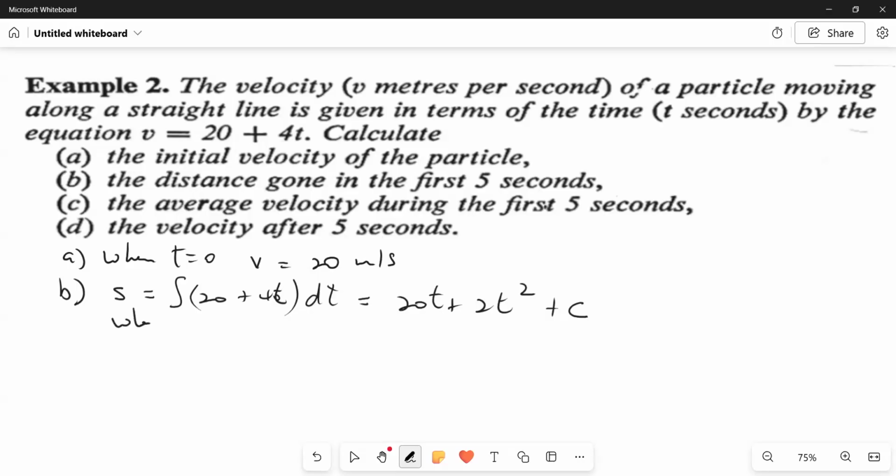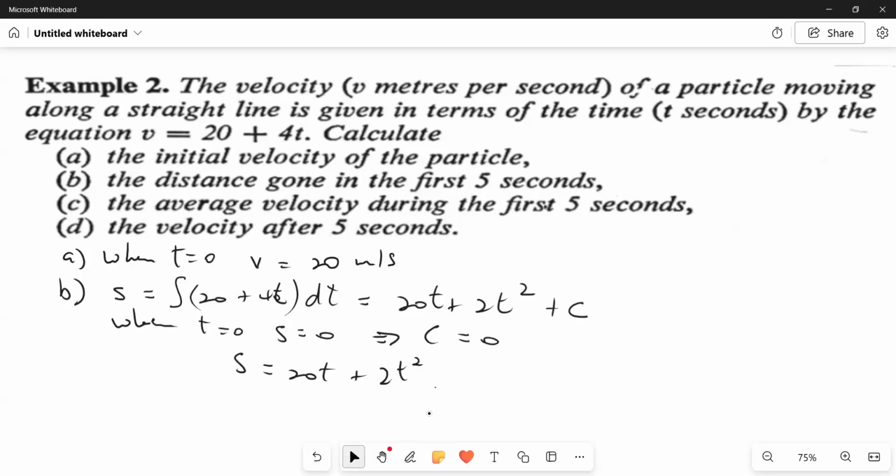When t equals 0, s is also 0, right? Because that's our assumption, that we start to count distance from when t is equal to 0. So that implies that c equals 0, right? So the expression for s then is s equals 20t plus 2t squared, right?